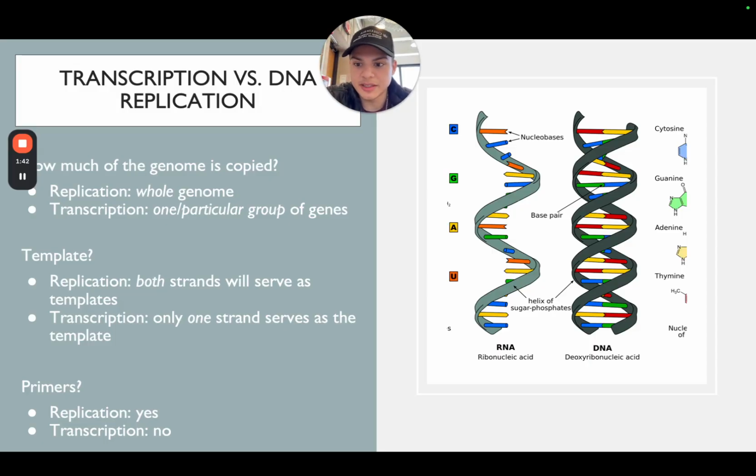In terms of template, in DNA replication both strands will serve as a template because we have to end up building a two-stranded DNA duplex, whereas for transcription, only one is going to serve as the template. For primers, DNA replication does require primers, whereas transcription can just go without one because it uses RNA.